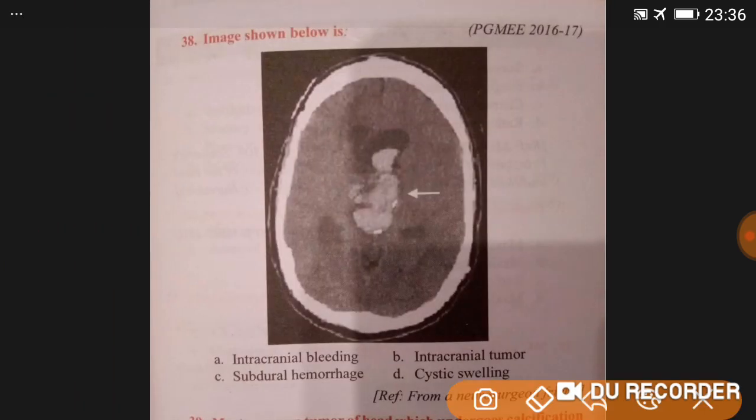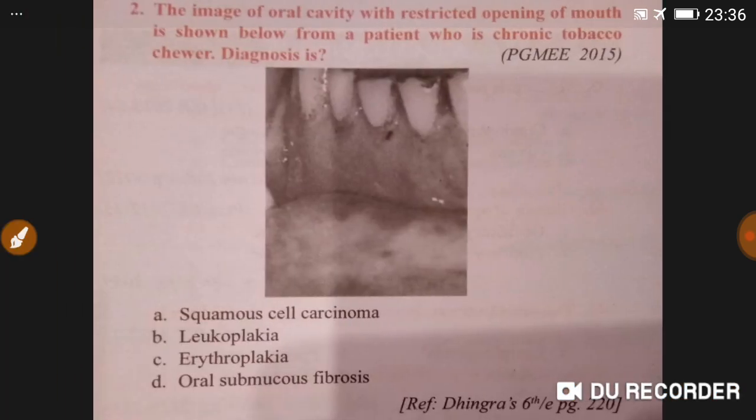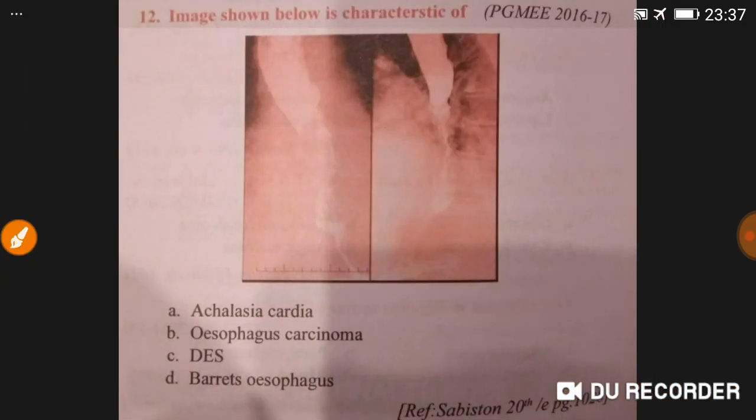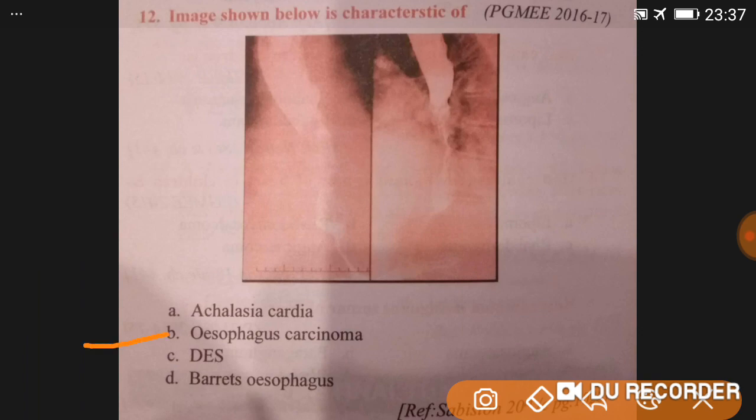Image shown below is intracranial tumor. Image of oral cavity with restricted opening of mouth is shown below. The patient is a chronic tobacco chewer. The diagnosis here is oral submucous fibrosis. Image shown below is characteristic of esophageal carcinoma, or we can say red tail appearance.